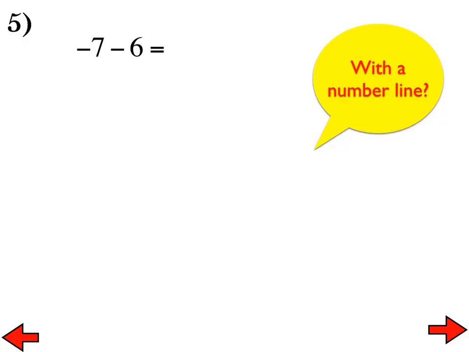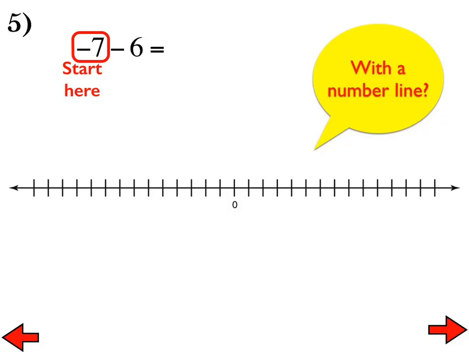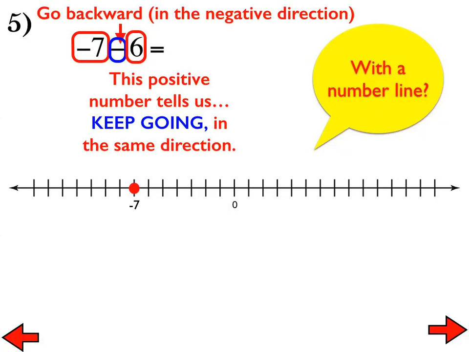What did you get? You got negative 13. Negative 13, very good. We start at negative 7. The subtraction symbol tells us to go backwards, or to the left. We're not going to have to turn around and go right, but we're going to go left 6 places, and that would leave us at negative 13.